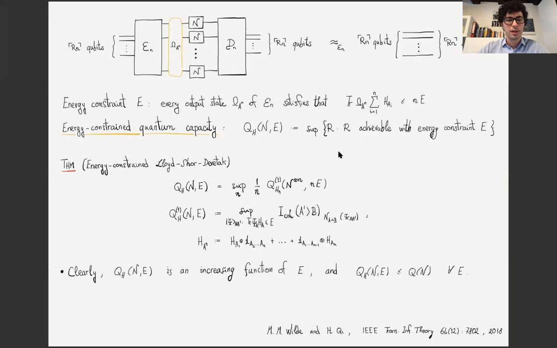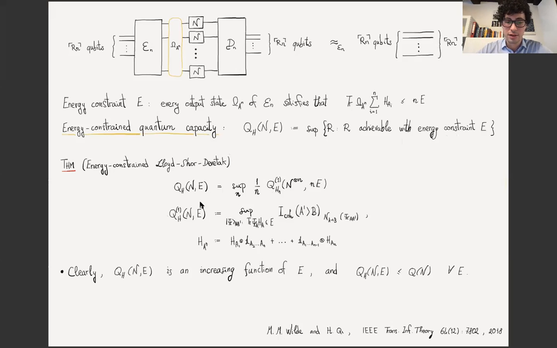Right. Okay, so in this case, you get an LSD kind of theorem. It's called an energy constraint LSD theorem. I recommend reading the paper by Mark Wilde and Qi for a proof of this result. Okay, so it works like before.